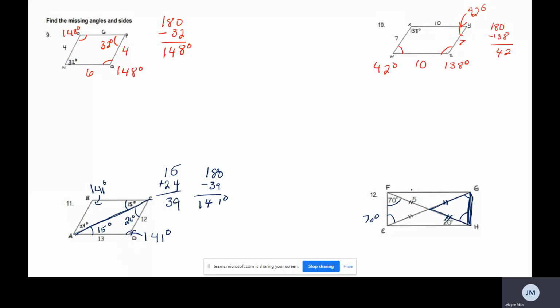This is parallel lines cut by a transversal. So if this one is 70, this one is also 70. If this one is 20, this one is 20. Isosceles triangle. So that means this one's going to be 20. And this one's going to be 20.